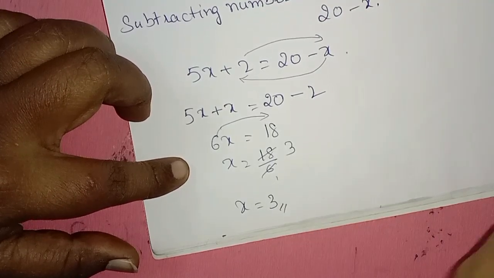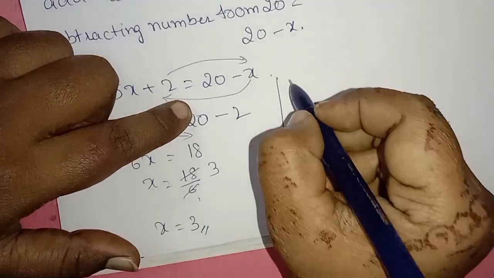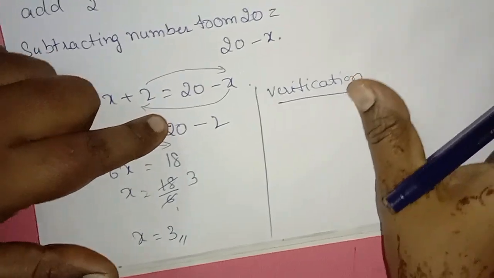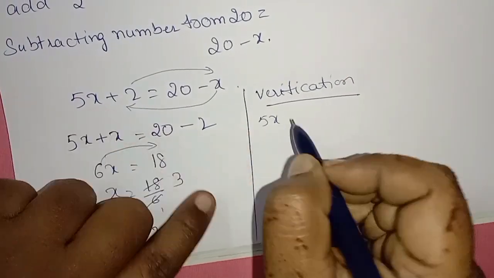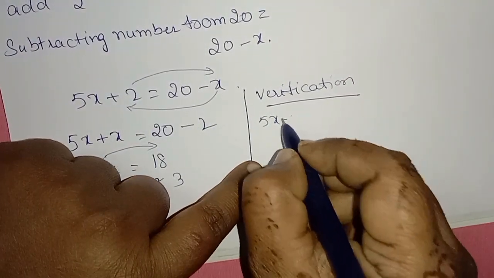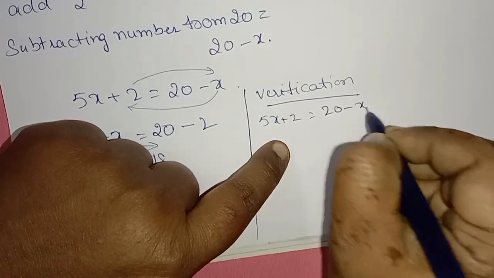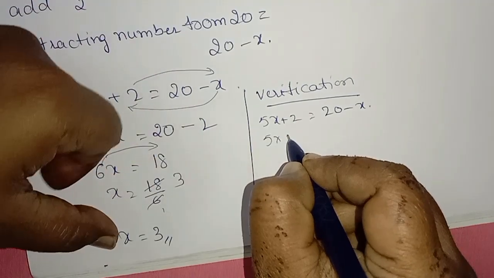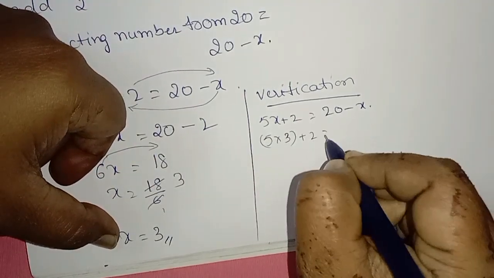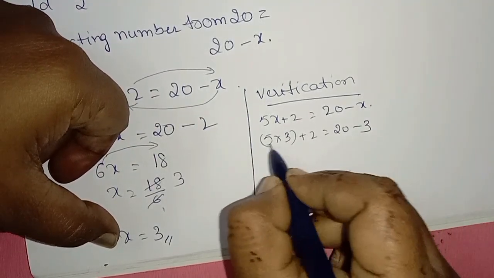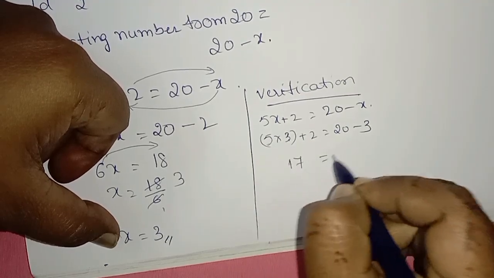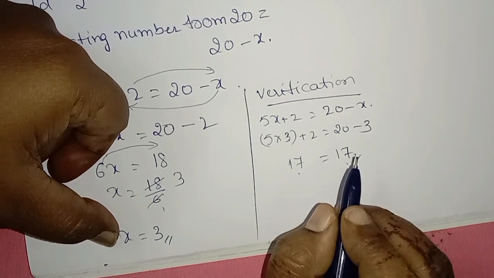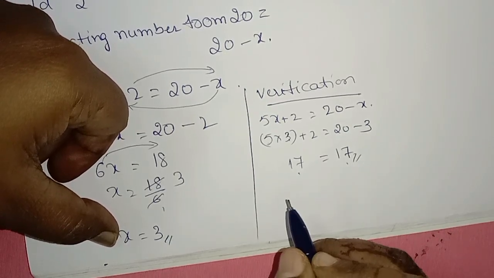If you have doubt whether whatever you got is correct or not, do verification. So verify your answer. What is your equation? This one only: 5x plus 2 equals 20 minus x. Substitute your x value here. 5 into 3 plus 2 equals 20 minus 3. 5 threes are 15 plus 2, 17. 20 minus 3, 17. LHS equals RHS. So whatever we got, the x value is correct.